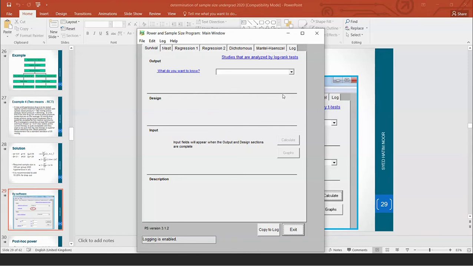If you want to compare your outcome, which is numerical, between two groups, then you need to use independent t-test. That's why here is t-test. So click the t-test. What do you want to know? I want to know sample size. Is it paired or independent? You have two different groups. Is it paired or independent?